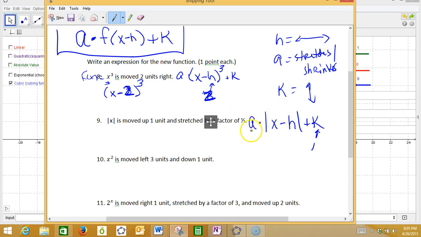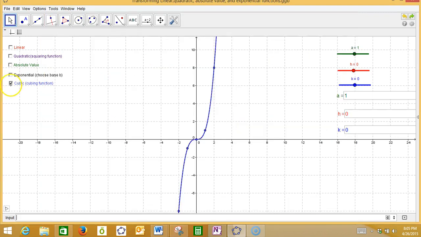And then we're going to stretch this by a factor of a half. So a must be a half. So our expression would just be 1/2 times the absolute value of x. We're not translating horizontally, so minus 0, or just absolute value of x, right? And then we're moving it up 1, so we'll say +1. So there's our new expression that takes the absolute value graph, moves it up 1, and stretches it by a factor of a half. So let's check that out.